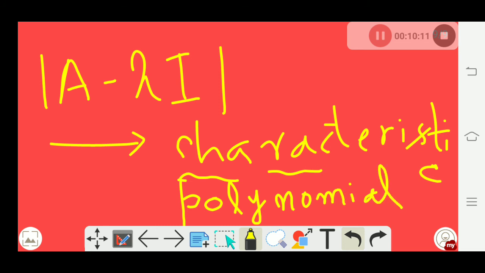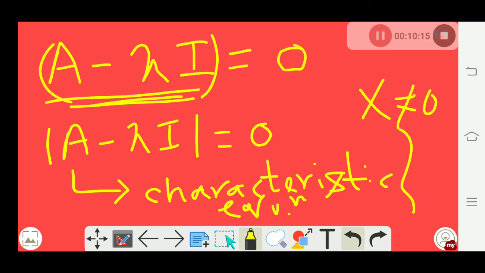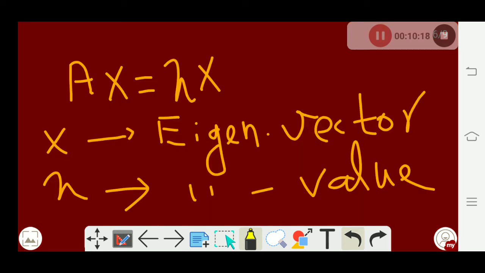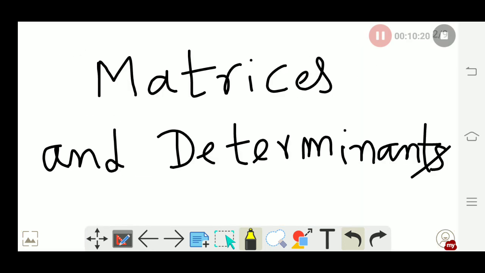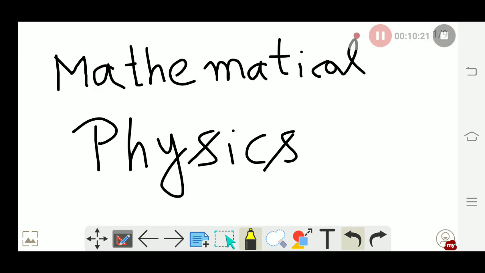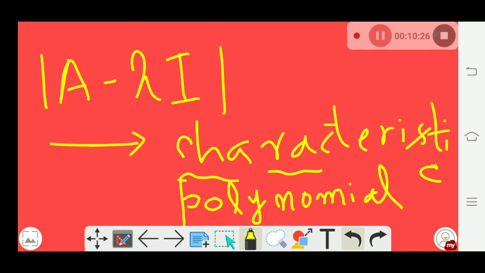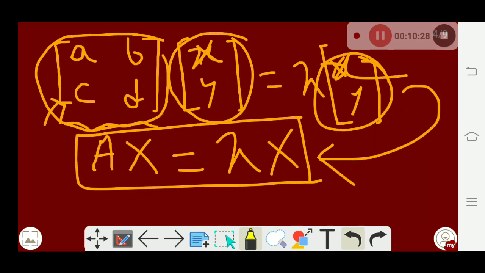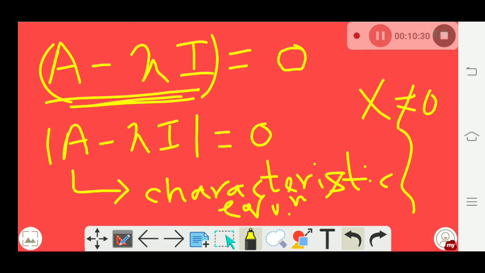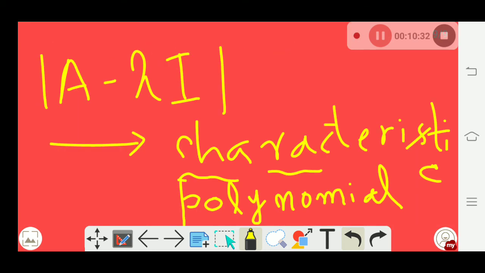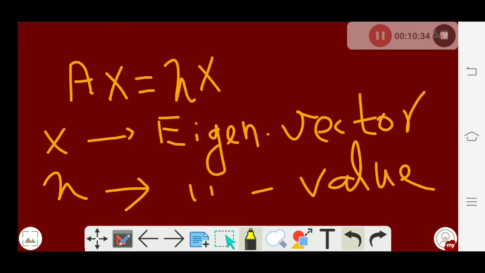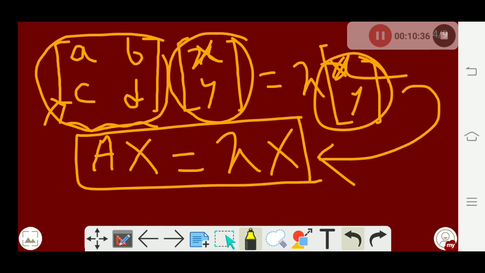So this is the basic definition of eigenvalue and eigenvector. I hope the concept is clear to you. So I end the video here. Let me summarize what we have studied in this video: eigenvalues and eigenvectors.